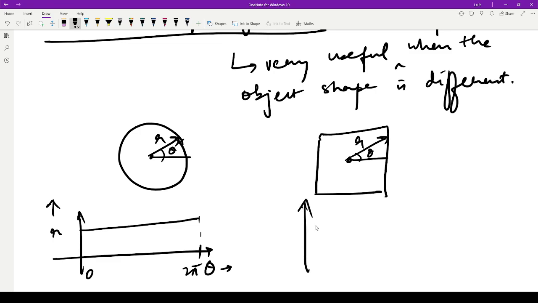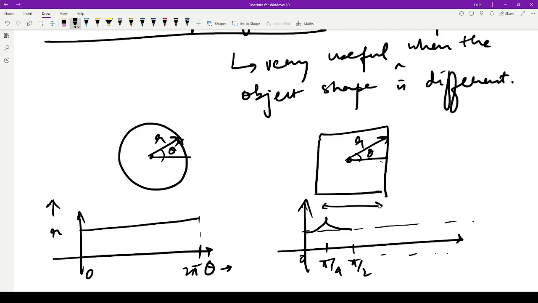But here in this case, if you see the angle, for theta being 0, it will be the lowest. Theta being 45 degrees, that is pi by 4, it will be the maximum, and then again it will come down at pi by 2 to the same level. So if this is a square of side A, this will be A by 2. This will be 2 times A by 2. So this pattern continues like this.